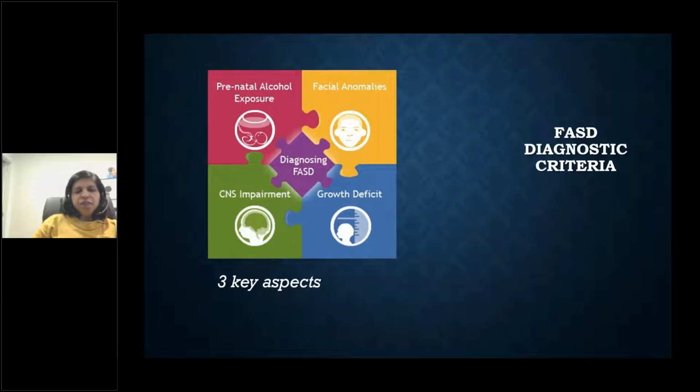Now, there are three key aspects when we want to diagnose FASD. Growth deficit is not a major criterion, but for diagnosing FASD, the three other key aspects which are really important are, first, prenatal alcohol exposure. Of course, if that history is not confirmed, you cannot consider it as a possibility. Second is the facial abnormalities, which we call sentinel features of diagnosing fetal alcohol spectrum disorder. And the last one is CNS impairment.